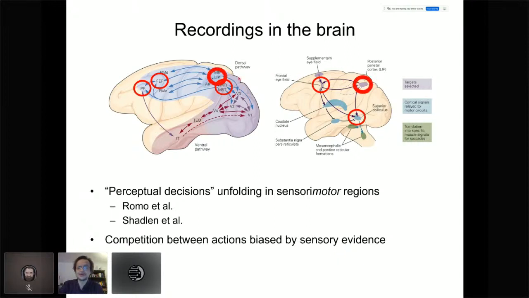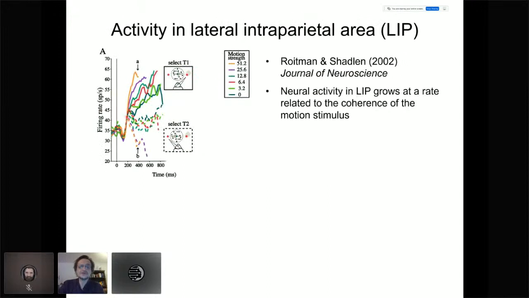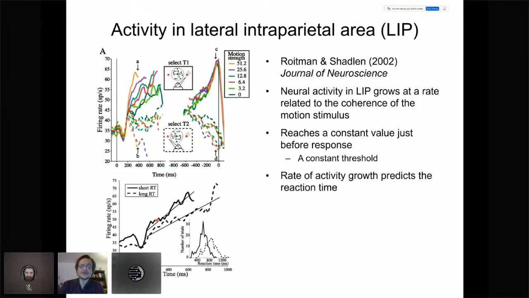Now I'm going to just show you the results from LIP because they're the cleanest and clearest. What you see, if you record from LIP, is neural activity growing at a rate that depends on the strength of the evidence, the motion strength, essentially the coherence, the percentage of coherent dots. So if a lot of dots are moving in one direction, the activity grows quickly. If just a few, it grows much more slowly. Furthermore, if you align the activity on the saccade, it seems to always reach a constant threshold, something like the threshold of the diffusion model. If you then alternatively group trials by reaction times, you see that the short reaction time trials have a faster rate of growth than the long reaction time trials. So this is essentially supporting the predictions of the drift diffusion models.